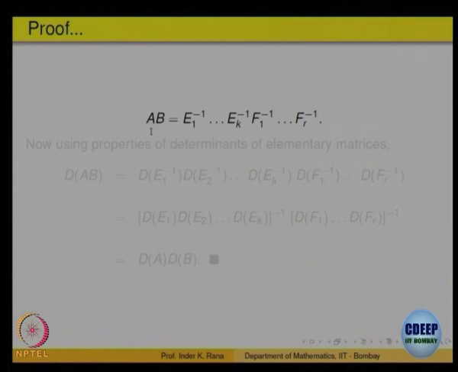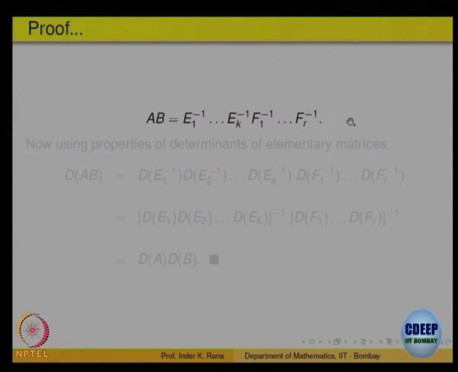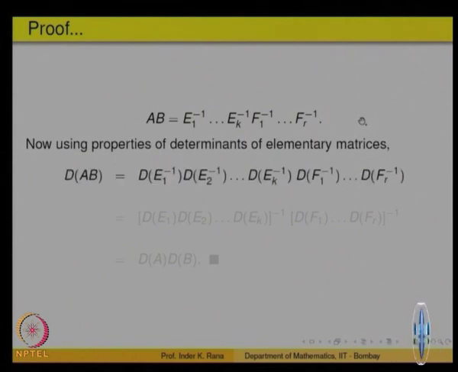Now let us compute the determinant of both sides. Determinant of AB will be equal to determinant of the right hand side, but the right hand side is a product of elementary matrices. Remember, we had remarked earlier, if E is elementary, its inverse is also an elementary matrix. So, these are all elementary. The product property holds for elementary matrices. So, what is the determinant of the right hand side? It is the product of determinant of E1 inverse, determinant of E2 inverse, and so on. Is that clear to everybody?